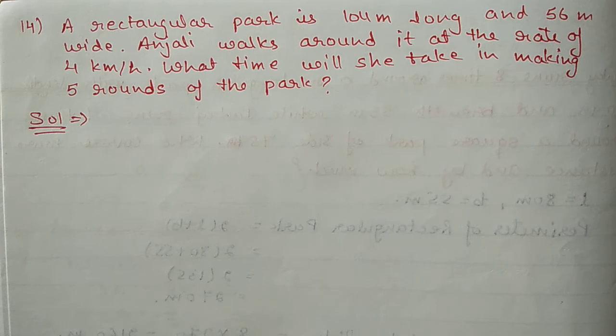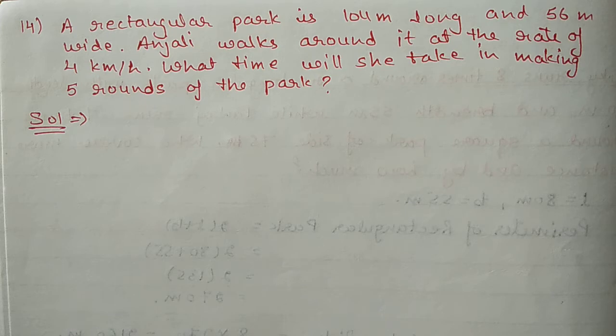Next question number 14. A rectangular park is 104 meter long and 56 meter wide. Anjali walks around it at the rate of 4 km per hour. What time will she take in making 5 rounds of the park? So first we will find out the distance, how much she will cover in 5 rounds. And 1 round is equal to perimeter.